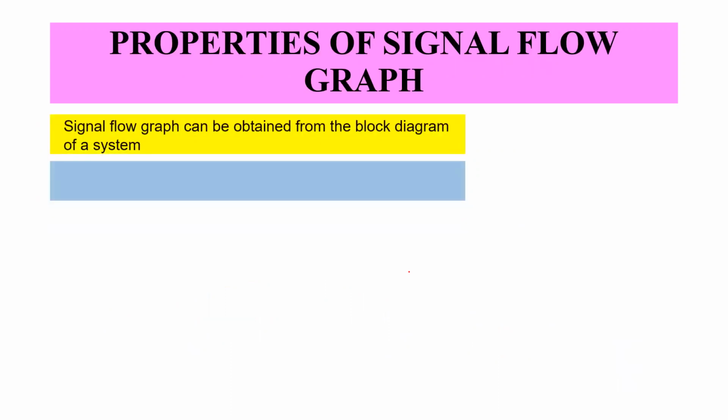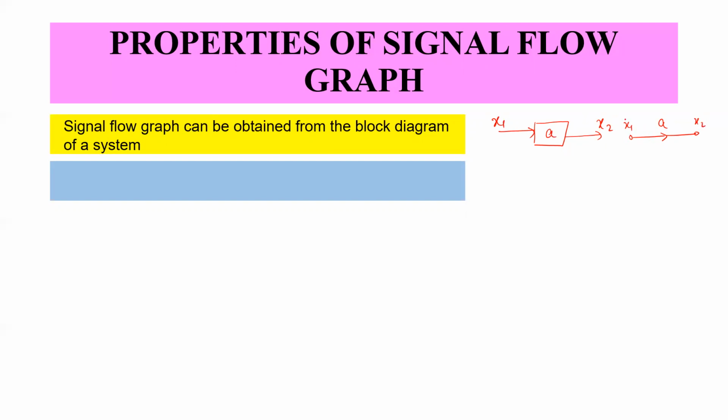Now, there are certain properties of a signal flow graph. The first is that we can obtain a signal flow graph from the block diagram of a system, as we have simply seen in the previous slide, that we have a block and some input to this block, which is X1, and there is a certain output from the block, which is X2, and this block has a certain gain A. So we can simply represent this block with a single signal flow line, which will have this A, which is now in this case known as transmittance, and this is X1 and this is X2, right? So this is how we can represent it.